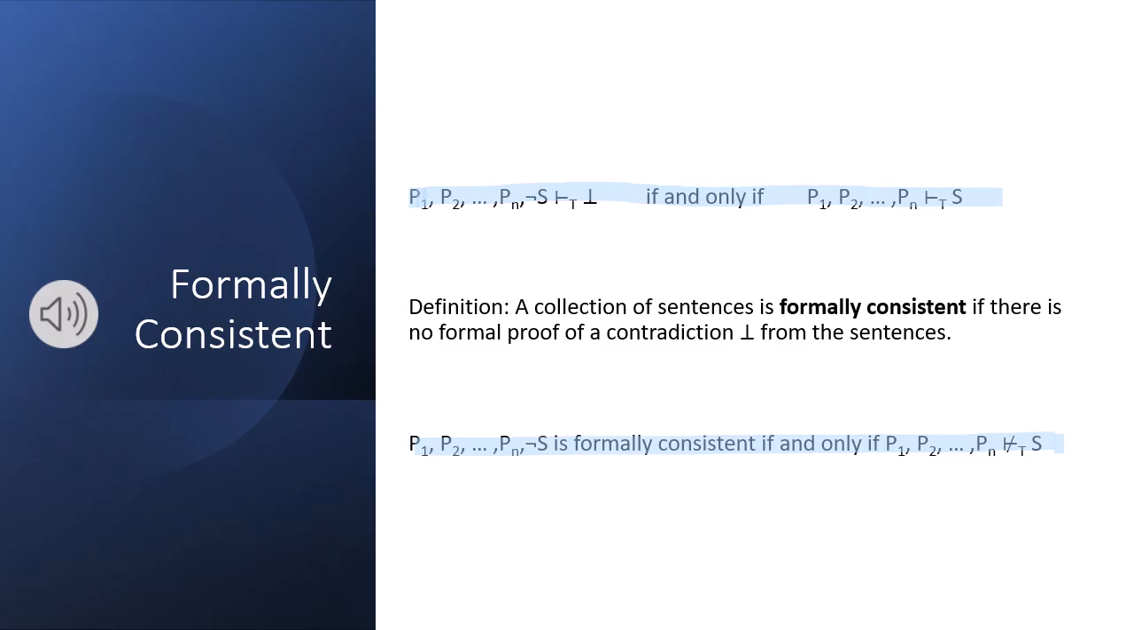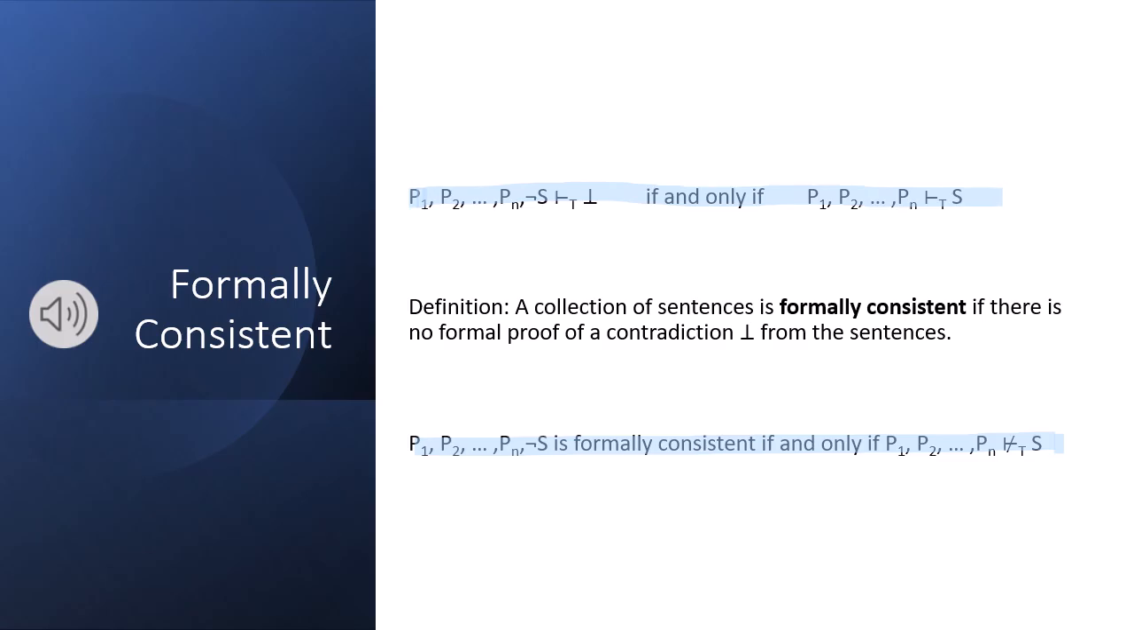So the definition is this: a collection of sentences is said to be formally consistent if there's no possible way to prove a contradiction from those sentences. And here, I haven't explicitly said it, but again, we're working with our Fitch system and we're not allowed to use equality introduction or equality elimination, but only the elimination and introduction rules for our truth functional connectives. Okay, so if you can't prove a contradiction from your sentences, we'll say that we're formally consistent.